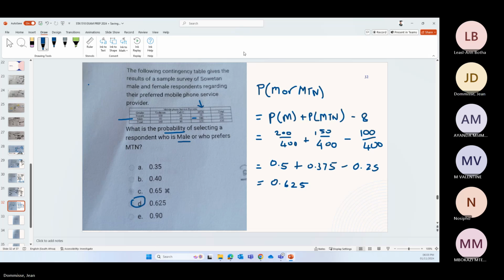Okay, so with this one, we need to work out the OR. So probability of male plus the probability of MTN minus the AND of male and MTN. So 200 divided by 400 plus 150 divided by 400 minus the AND, so that is 100 divided by 400. Okay, so that is how we would have worked out this probability.